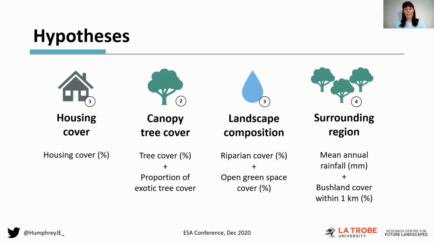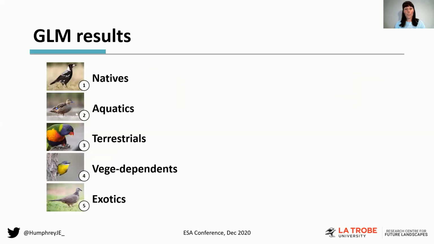And finally, avian species richness would be influenced by the surrounding region or landscape context, including the mean annual rainfall and cover of native bushland within a 1 kilometre radius. I used the R package MuMIn to run all possible variations and selected the best model based on AIC values. So, what did the modelling show?